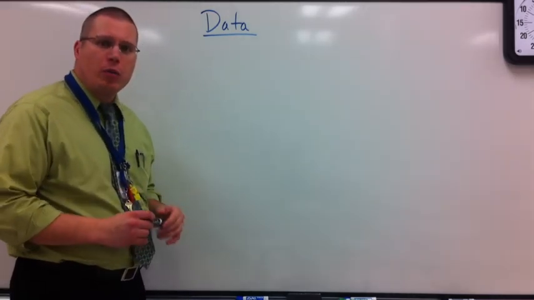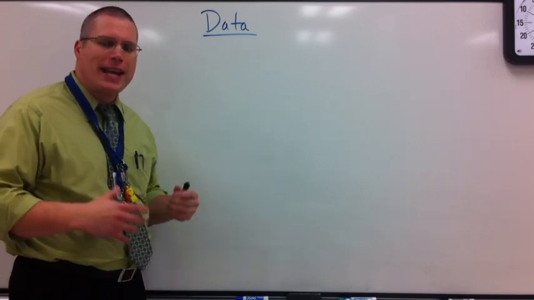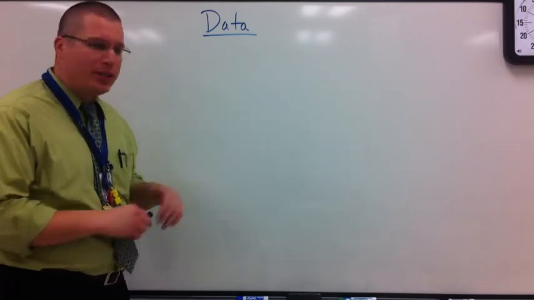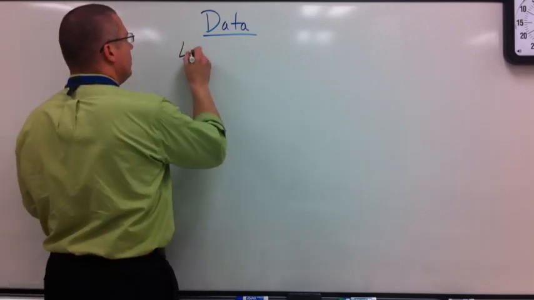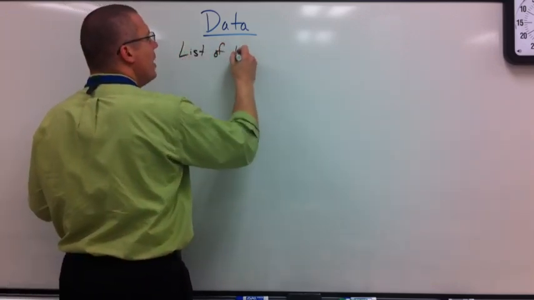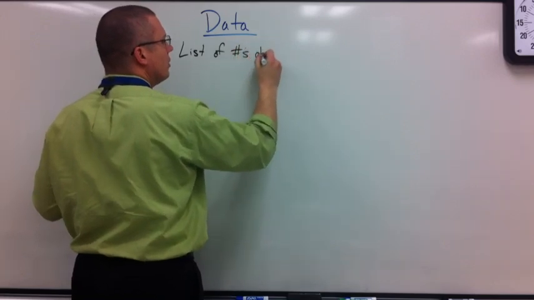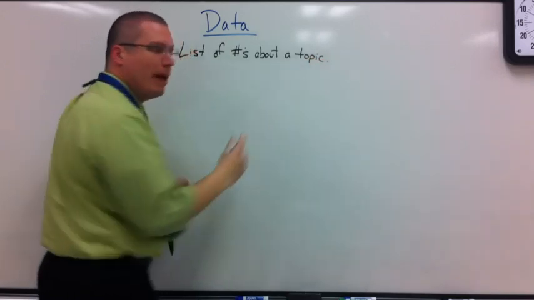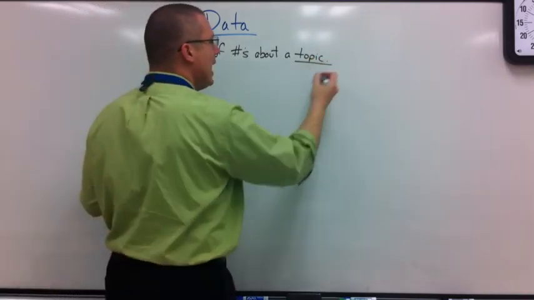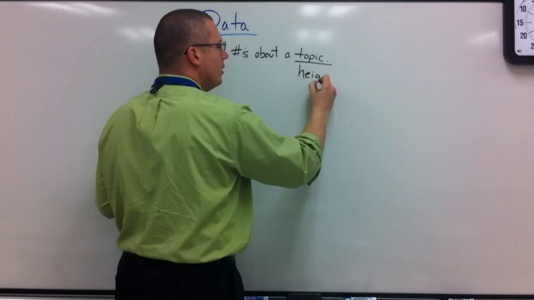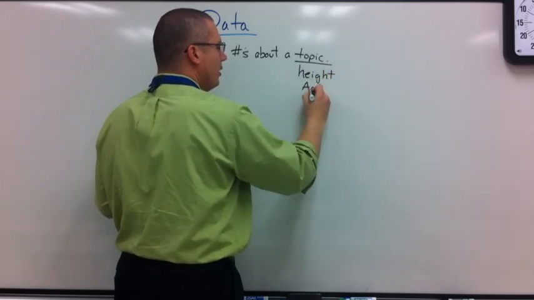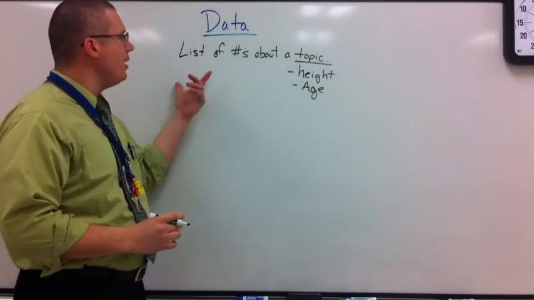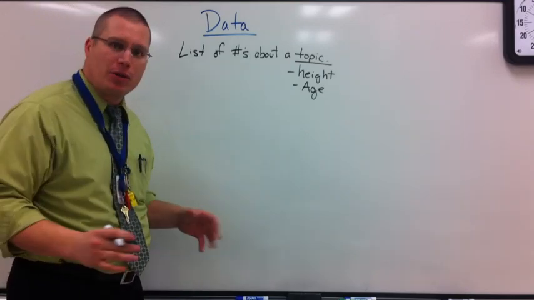For our next unit, we want to start taking a look at numbers and data and averages. Okay? Simply put, data is going to be some list of numbers about a topic. The topic could be anything from height to age to weight to grade you got on a test. Data can be a list of numbers about any topic you want.